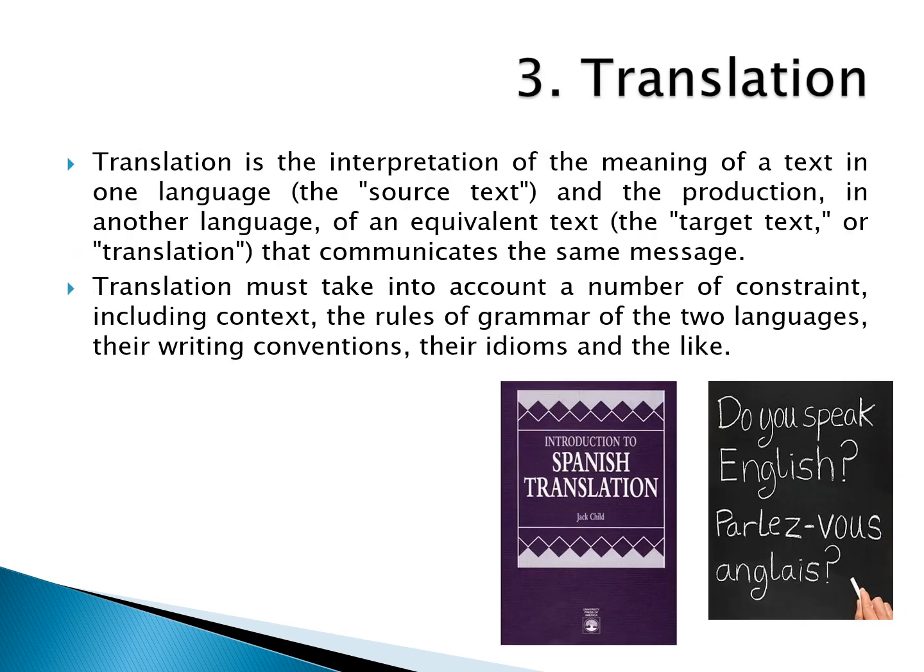Next, we have translation class. Translation is the interpretation of the meaning of a text in one language and the production in another language. This translation must take into account a number of constraints, including context, the rules of grammar of the two languages, their writing conventions, their idioms, and the like. As you can see from this slide class here, these are examples of translations.